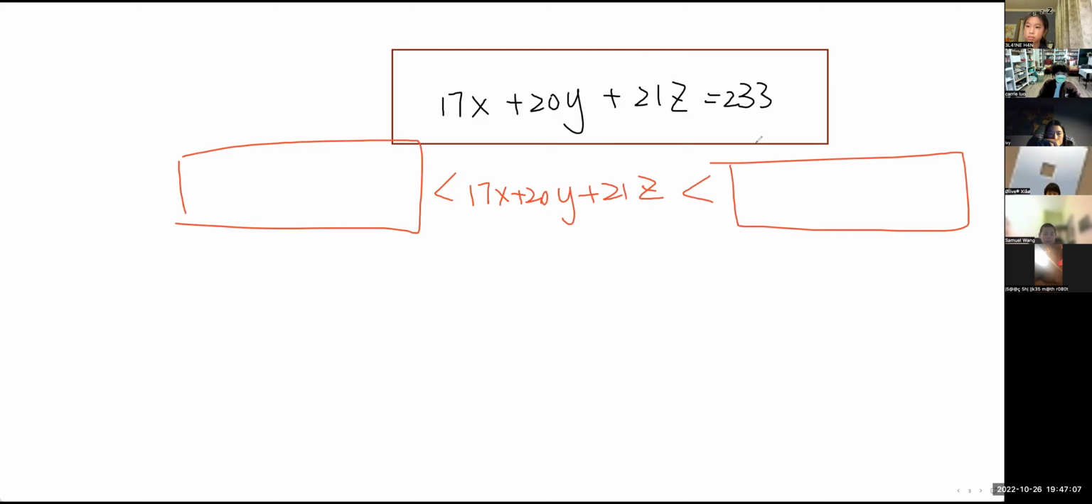Am I correct? Your two answers are different. So who is correct? Either one can be right or both of them can be wrong. Who can tell me? No one can. So this one is bigger than 17x plus 17y plus 17z. And this one is smaller than 21x plus 21y plus 21z.